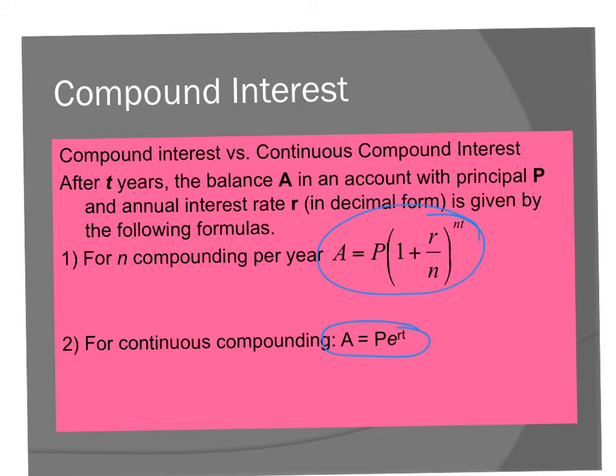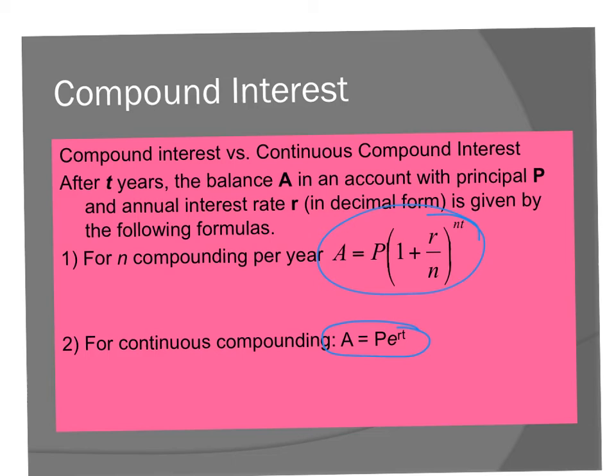The one on the bottom doesn't need an N because it's constantly being compounded. The R stands for the rate. It's going to be given to you in percent. You're going to have to get it into decimal form. And then the T is the number of years that money is in the account or whatever it is. And P is the principal balance.